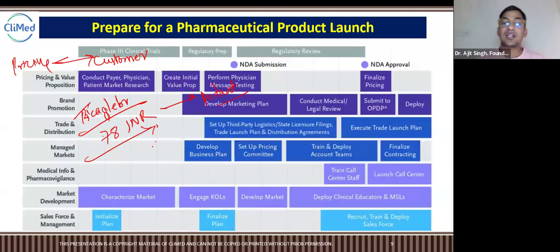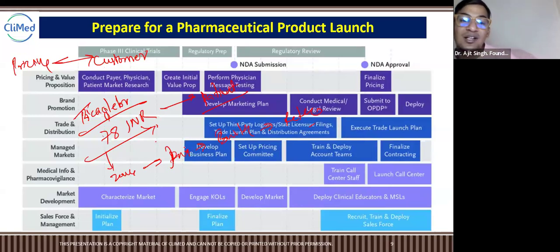Okay, this is to the patient, but how will it reach the patient? It will go to the zonal centers, then from the zonal centers to the state centers, and from state centers to, suppose, bulk pharmacies, and from bulk pharmacies to retailers. So do you think it will be 78 only at every place? Then why are they sitting and distributing or handling the inventories?